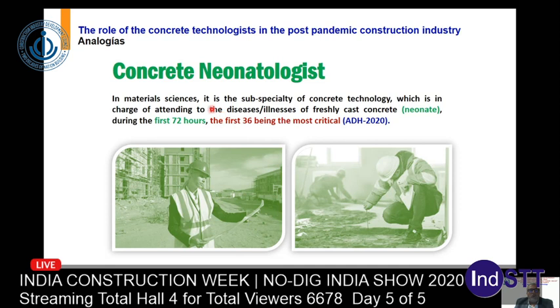So a proposed definition for concrete neonatologist is the following. In material sciences, it is the sub-specialty of concrete technology which is in charge of attending the diseases, illness of freshly cast concrete, the neonate, during the first 72 hours, the first 36 being the most critical.